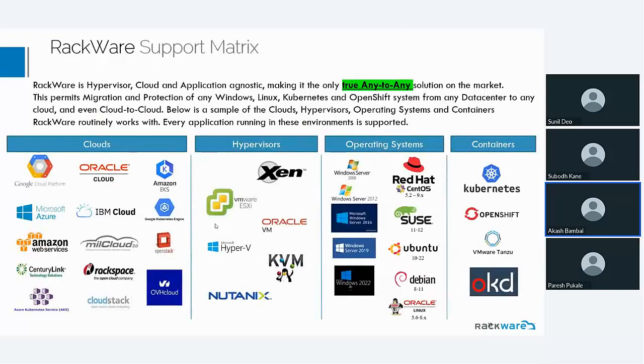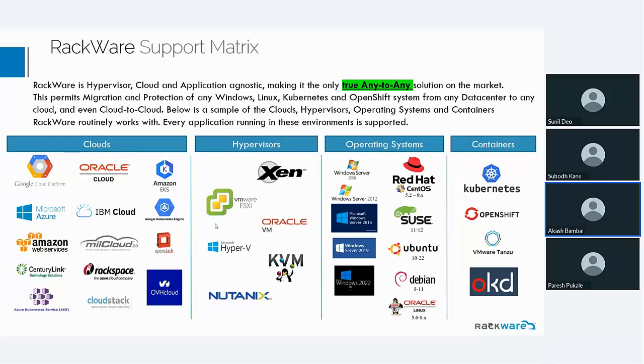Now coming to the support matrix that we have. Like I said, whenever we are dealing with any migration, disaster recovery, or backup, the only thing that we really need to take into account is the operating system version and the file system type that is running on the source server.